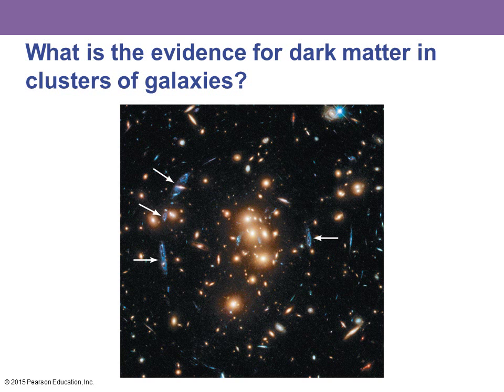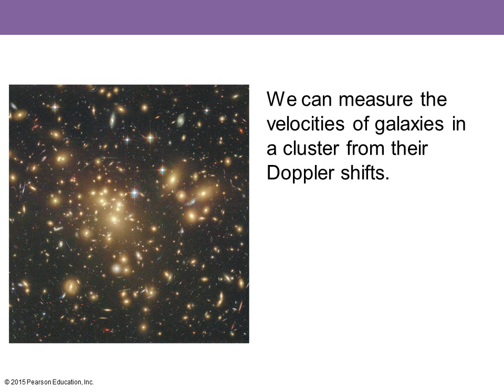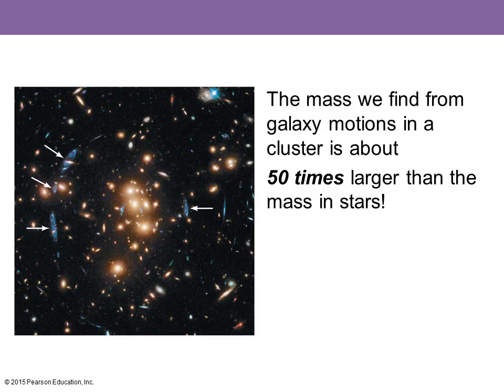So what's the evidence for dark matter in clusters of galaxies? We can measure the velocities of galaxies in a cluster from their Doppler shifts. We know that galaxies are in most cases receding, so we get a red shift in their Doppler. The mass we find from the galaxy motions in a cluster is about 50 times larger than the mass in the stars. So there must be something more to a galaxy than just the mass of the stars.